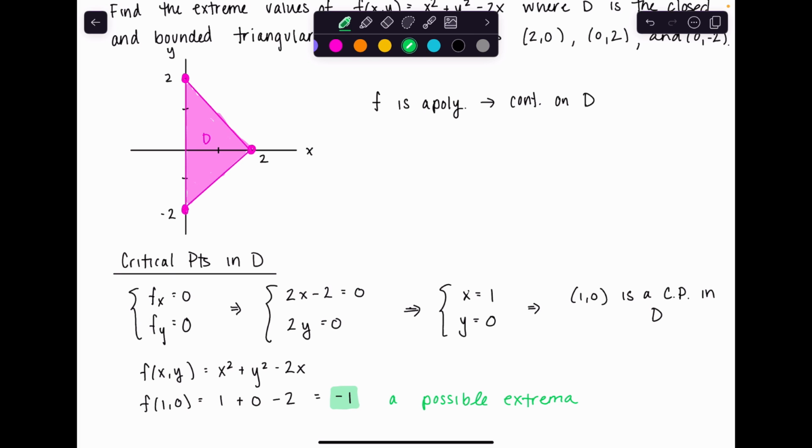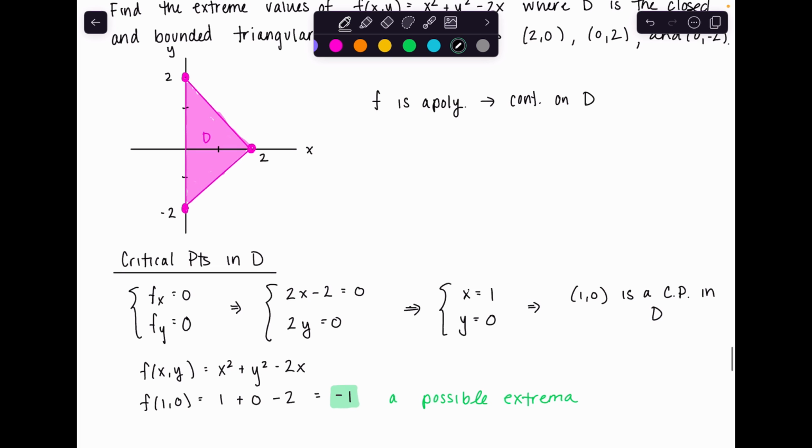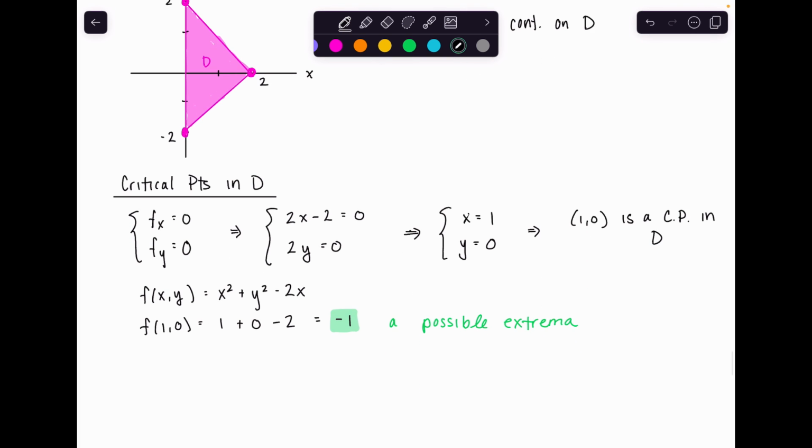Okay. Now I need to find the critical points on the boundary.